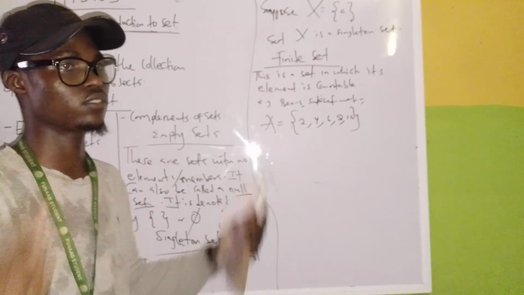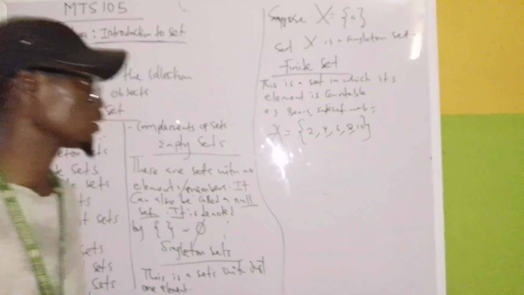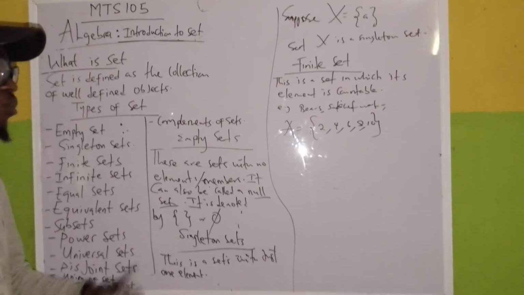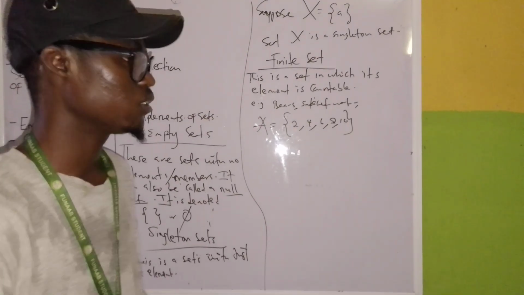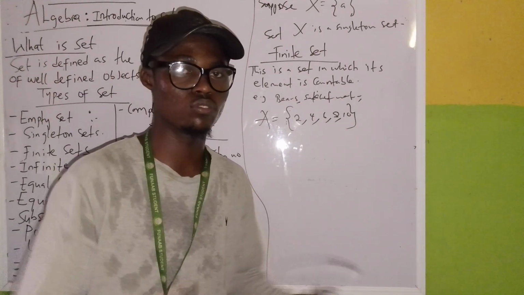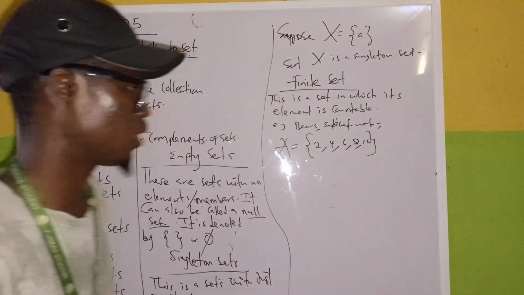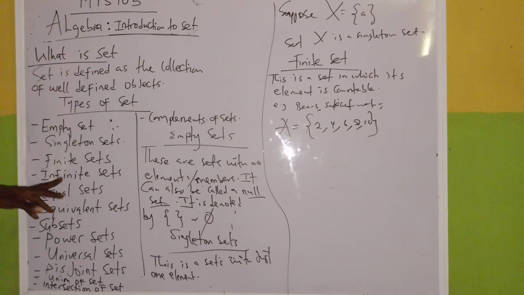You can use samples all around you to make an illustration. You can count the governors of a state, you can count the honorables of a state, you can count the number of students in your department. The number of students in the mathematics department is a finite set. Alright, so that's that. The opposite of it is infinite.